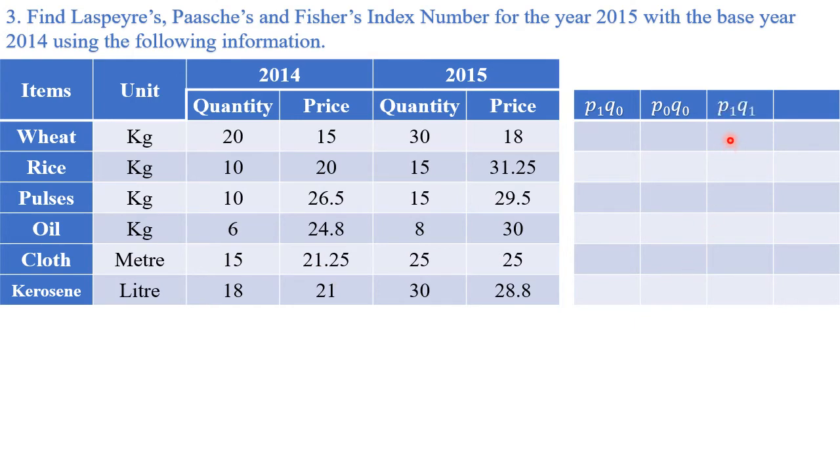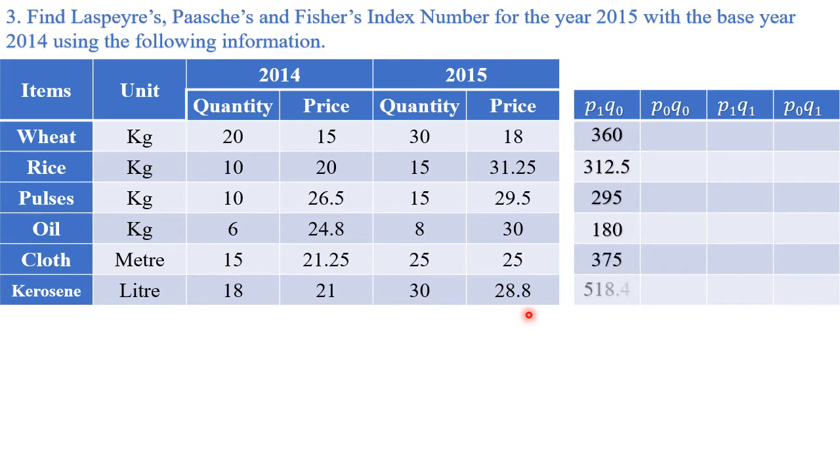Next, I have to use the suffix 1101. You can see 1101 here, that is for Paasche. So P1Q1 means I will be multiplying the current year prices with the current year quantities, and P0Q1 means I will be multiplying base year prices with the current year quantities. So we start with the first one, P1Q0, that is multiplying this 18 with 20, you get 360. Similarly, multiply this whole column with this whole column and you get these answers.